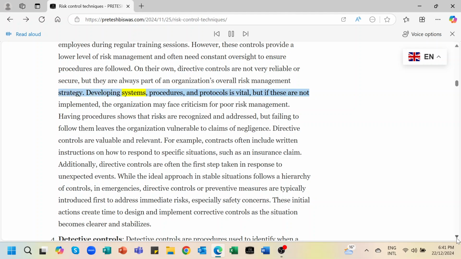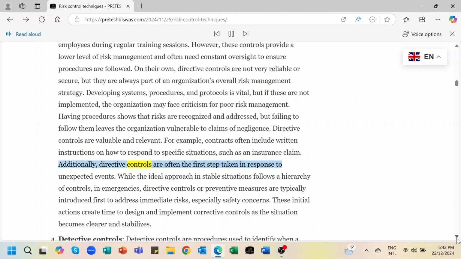Developing systems, procedures, and protocols is vital, but if these are not implemented, the organization may face criticism for poor risk management. Having procedures shows that risks are recognized and addressed, but failing to follow them leaves the organization vulnerable to claims of negligence. Directive controls are valuable and relevant. For example, contracts often include written instructions on how to respond to specific situations, such as an insurance claim.